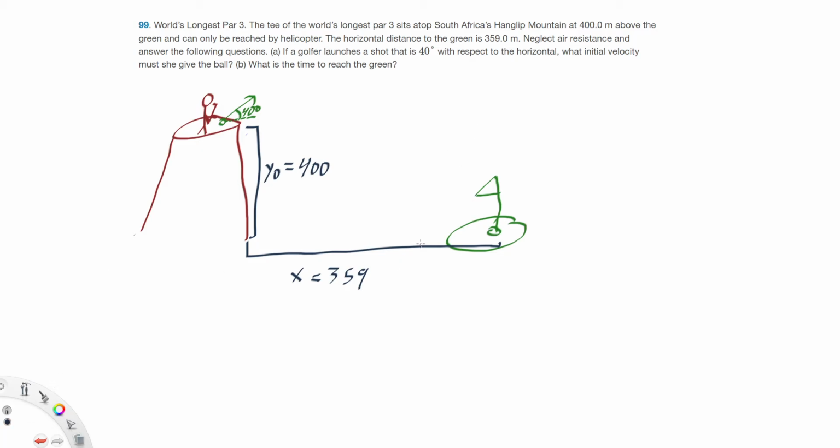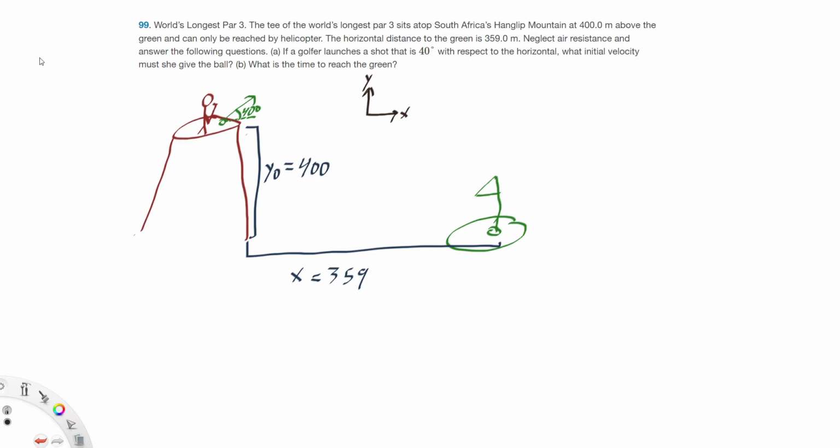All right, so here's our picture. We're going to go ahead and say that to the right is positive x and up is positive y. So that covers step 1 and 2.